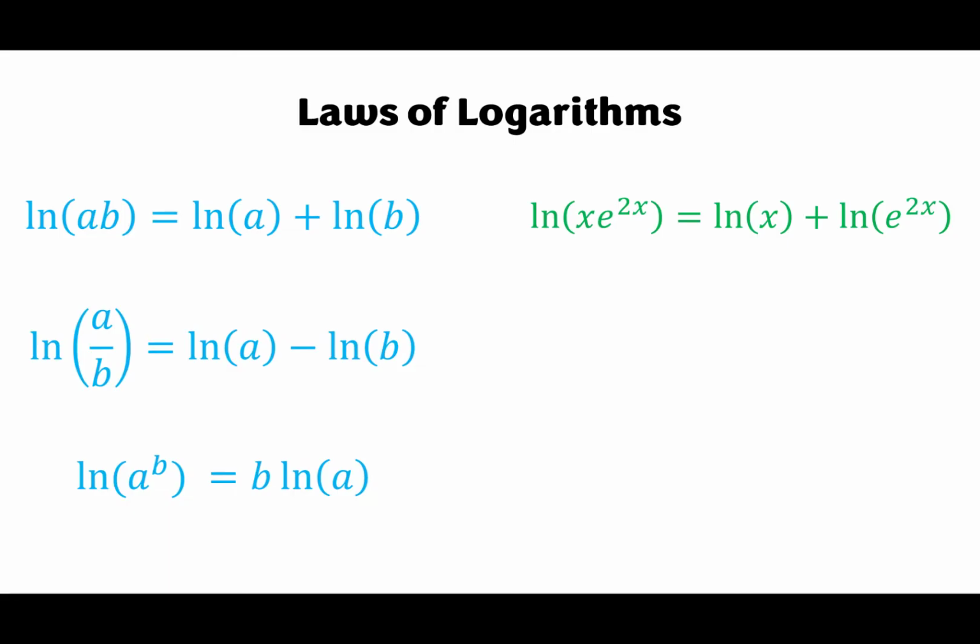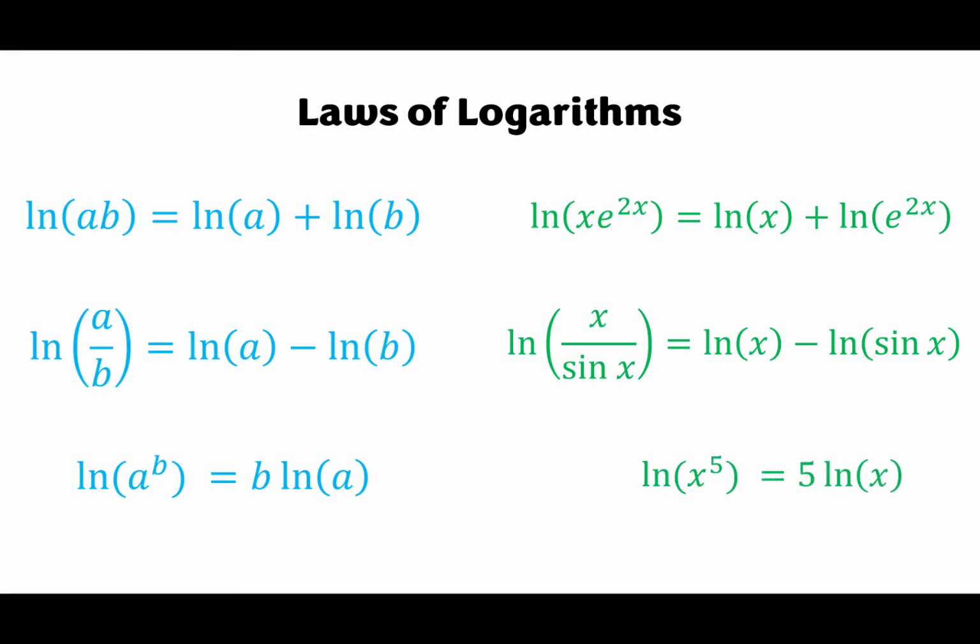So if you have the natural log of x times e to the 2x, that's equal to the sum of natural log of x and the natural log of e to the 2x. Example of the second law is taking the natural logarithm of x divided by sine of x. Well, that is natural log of x minus the natural log of sine of x. An example of the third law is that if you take the natural log of x to the fifth, that's equal to 5 times the natural log of x.